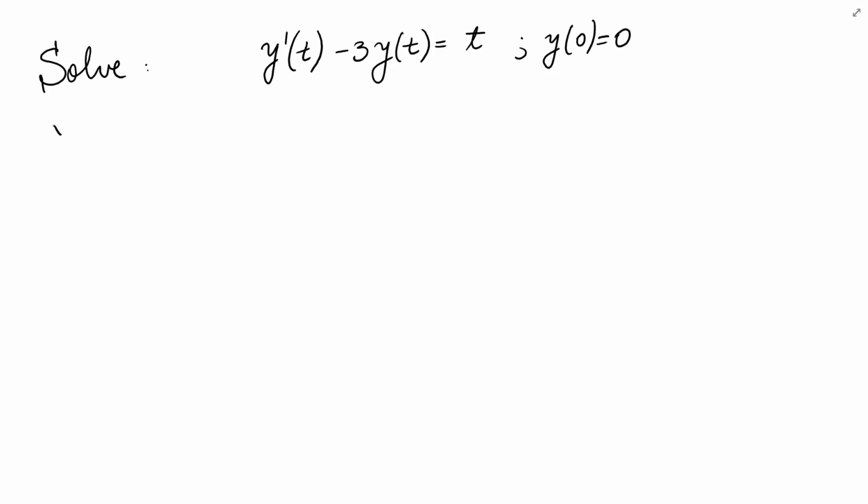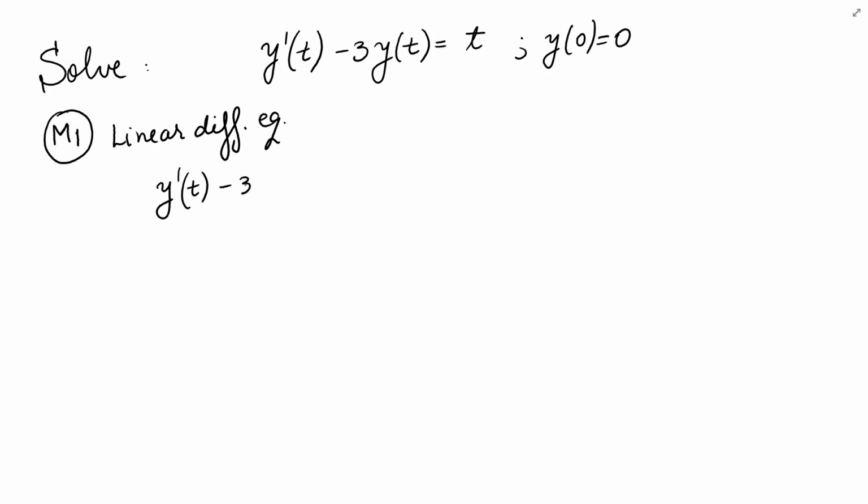So method 1, I'm going to use the linear differential equation method. So what did we do when we had an equation of this form? y prime of t minus 3y of t equals t. Well, we actually looked for the function p of t, which is the function that we multiply by y of t. I should mention that t is the independent variable and y is the dependent variable.